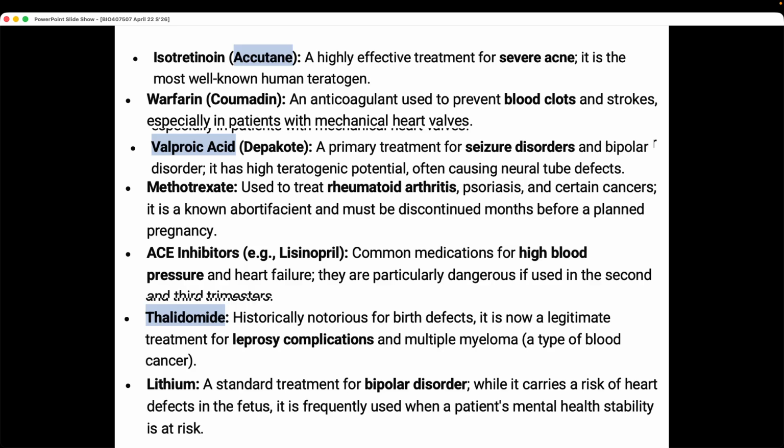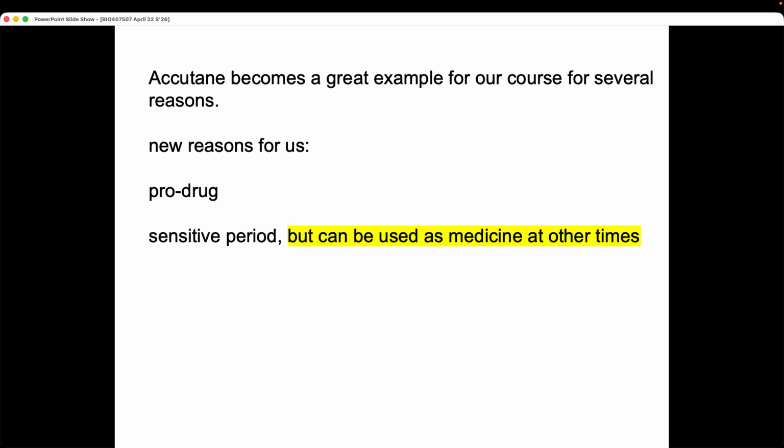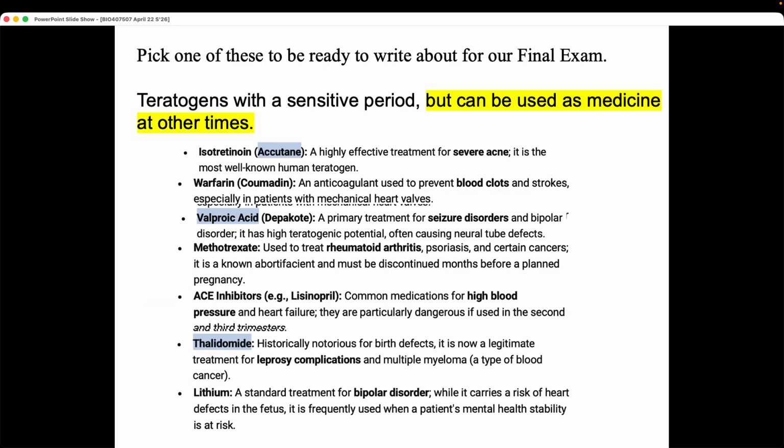So we have some good examples of those, again, based on this idea that a sensitive period means you could use it if it's useful as a drug medication at a different stage in the life cycle. So that's a good thing. And so then I would say, your strategy should be, well, pick one of those and be ready to write about it on the final.